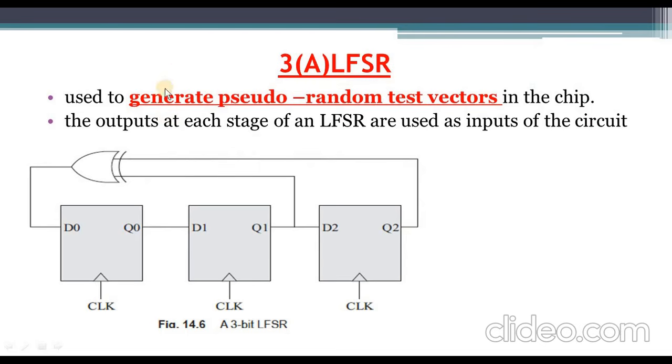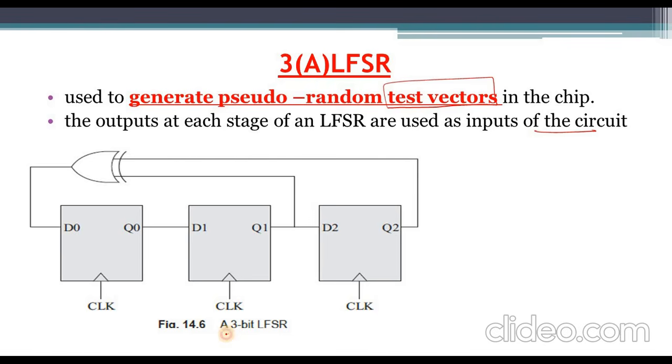First one, LFSR, linear feedback shift register. The linear feedback shift register is used to generate the pseudo random test vector. I had already discussed what a test vector is. Simply, it is the input combination. It is simply used to generate pseudo random test vectors. Here the outputs at each stage of an LFSR are used as the inputs of the circuit.